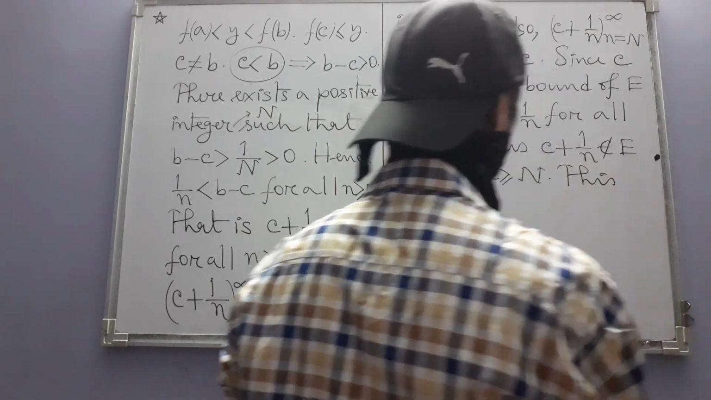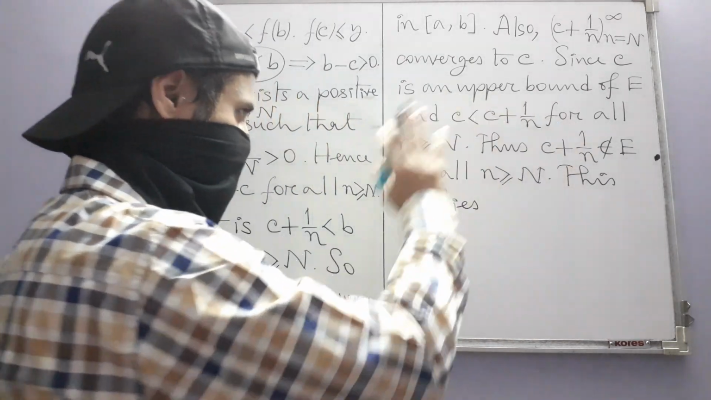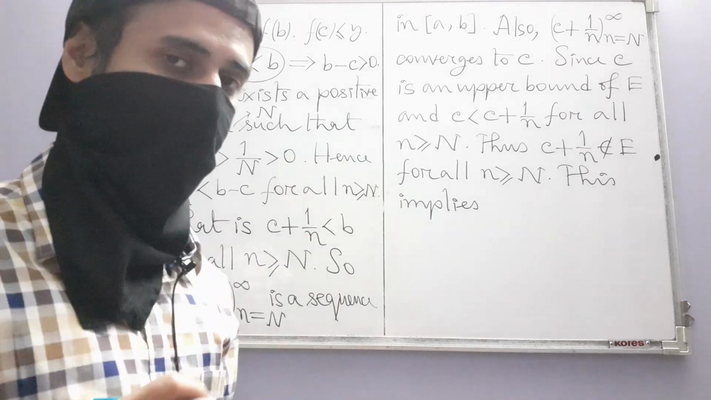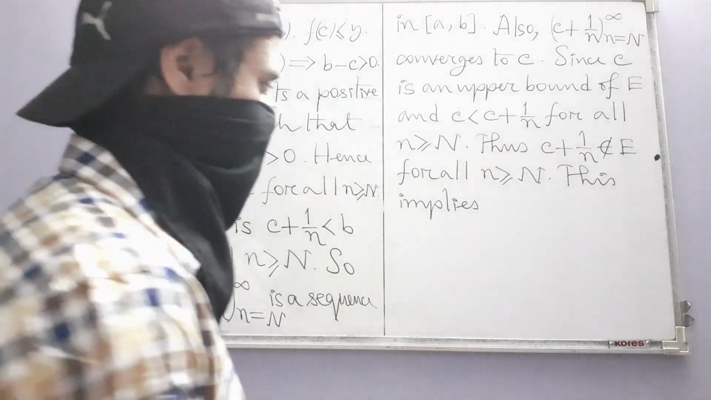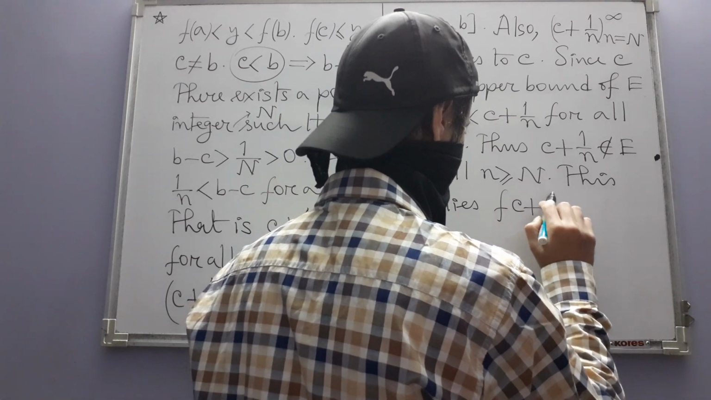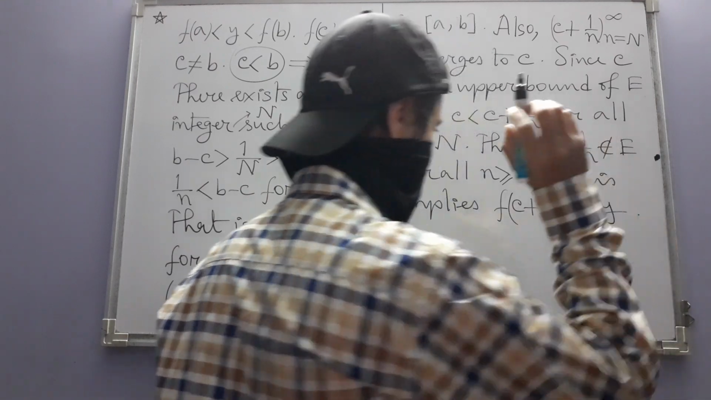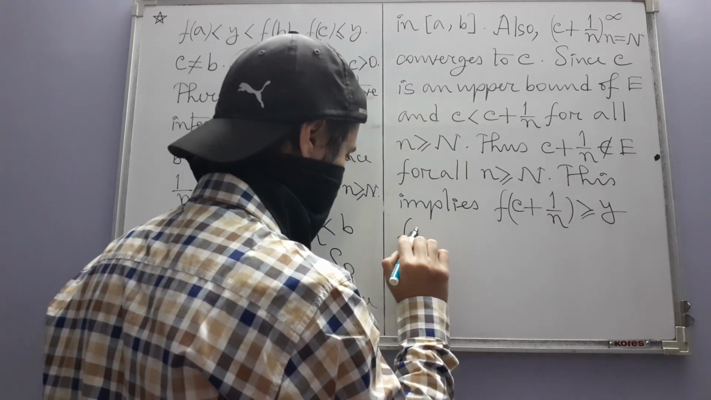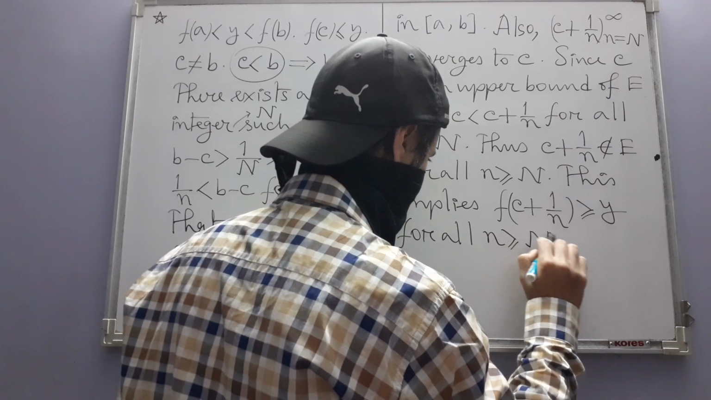So this implies the f images of these numbers which are not in E then must not be less than y, must all be greater than or equal to y, because these are not in E. That is, f of c plus 1 over n must be greater than or equal to y. Let's also write the variation for all n greater than or equal to n.